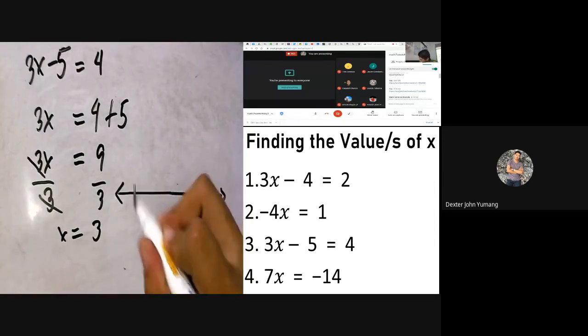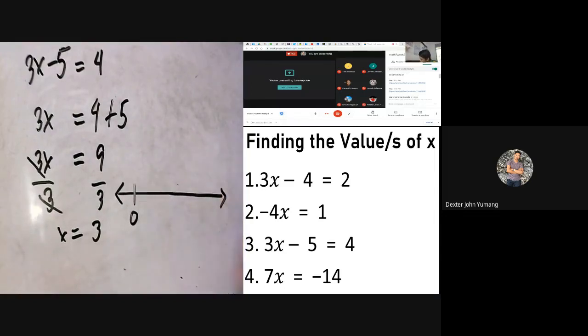Okay, let's begin here with 0. Positive goes this way, negative goes to the left side. Okay, so we have 1, 2, 3. Okay, we've reached 3, so we can end. 3x equals 3. So you shade 3 here, then you write x above.